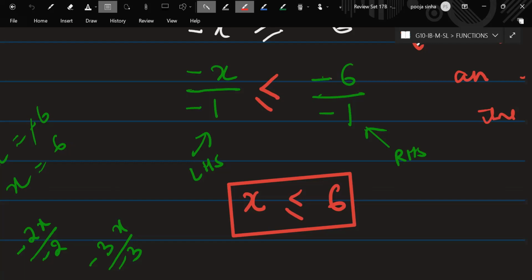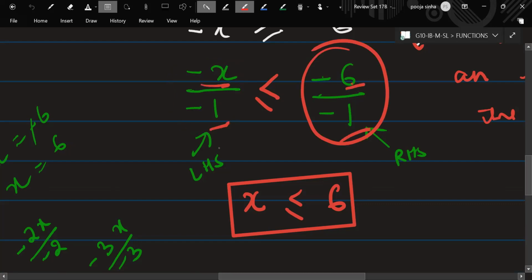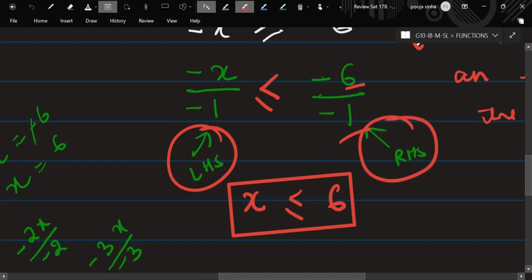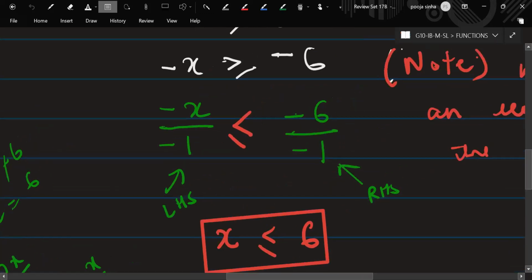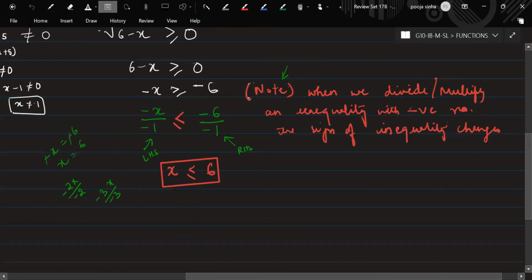Okay. But whatever you're doing here, you have to replicate the same thing here also. If you're dividing minus x by -1, you have to divide -6 also with -1. So the other side would be -6 divided by -1. Correct. And the moment you did that, this inequality sign changed because of the note here which I've written. When we divide or multiply an inequality with a negative number, the sign of the inequality changes. Clear? Yeah. Perfect. So the final answer has a different sign. All right. So x can be anything which is less than or equal to 6.